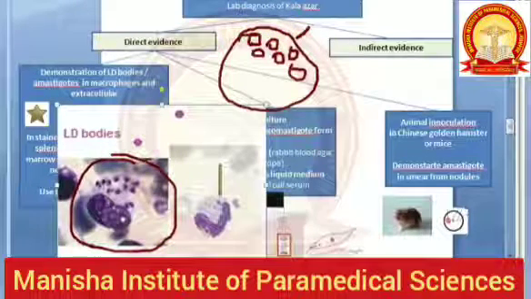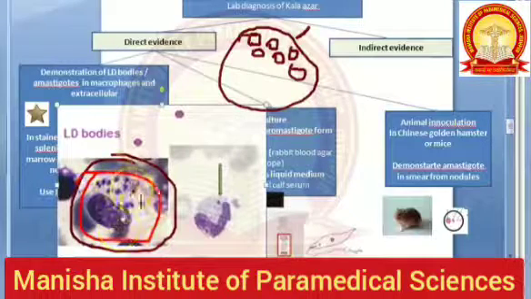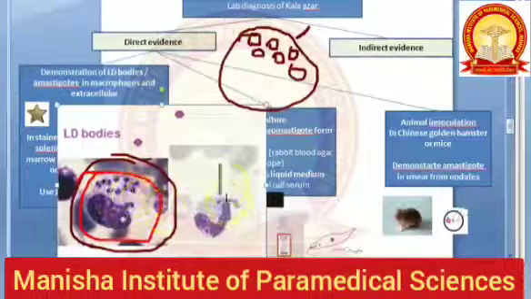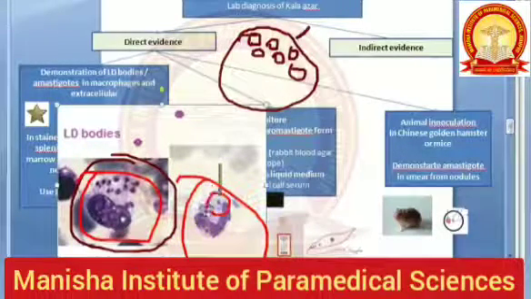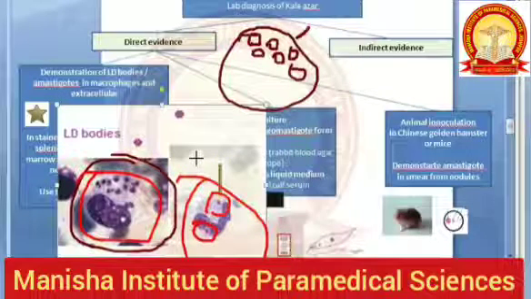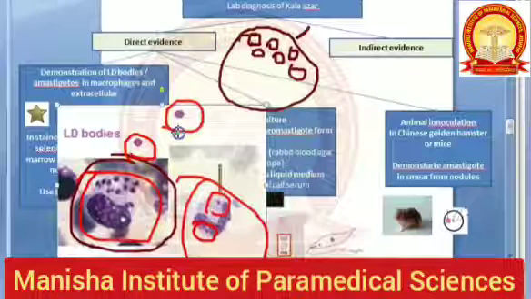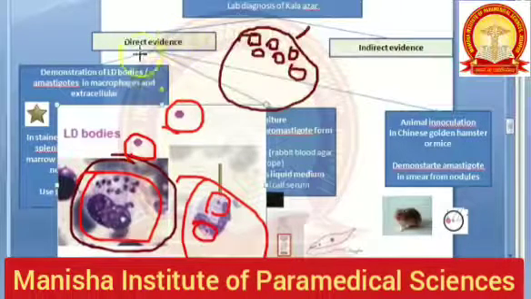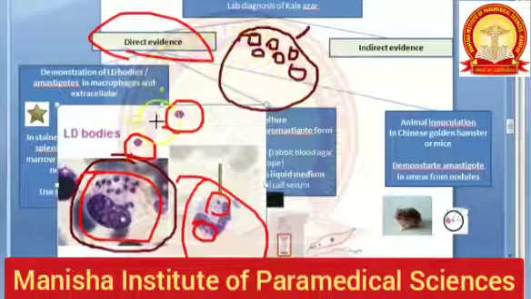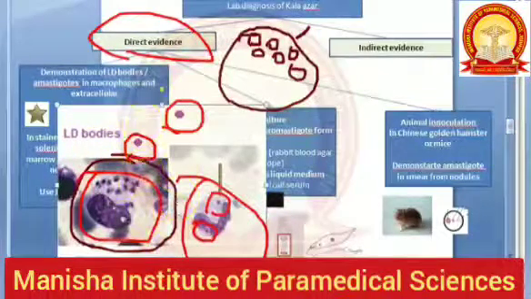Can you see what is being shown here? These dots inside a monocyte are the LD bodies. This is a neutrophil. A neutrophil also is a phagocyte, so here also you can show LD bodies. So demonstration of LD bodies, or the amastigotes, in macrophages, and also extracellularly in the blood, is the gold standard. It's the direct evidence for leishmaniasis, and the gold standard for lab diagnosis of leishmaniasis.